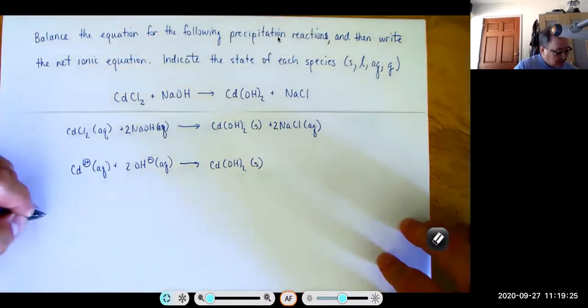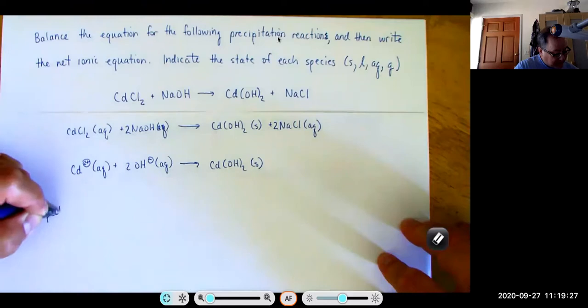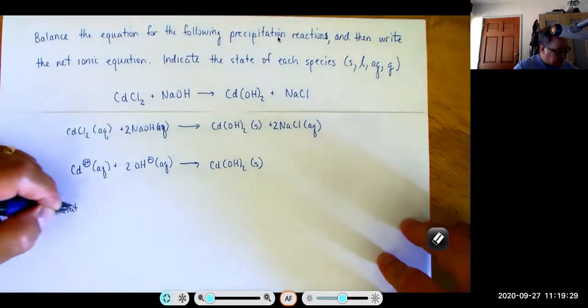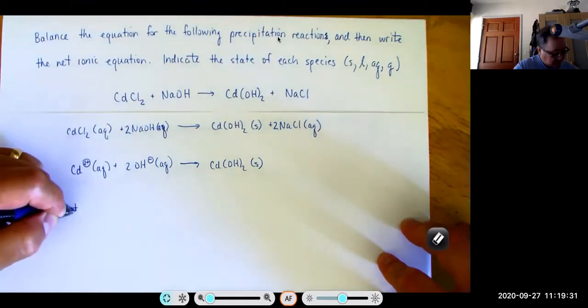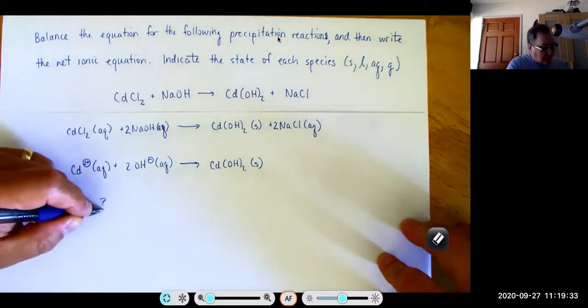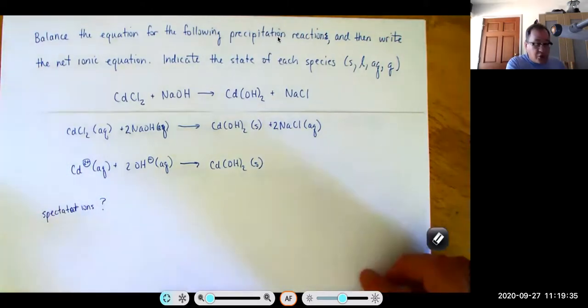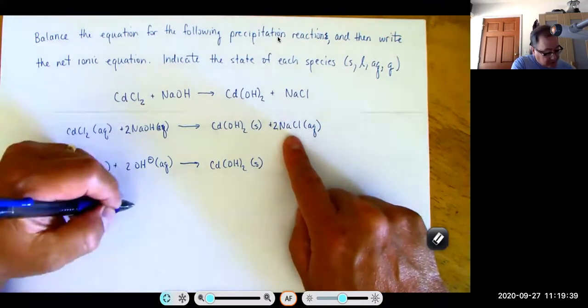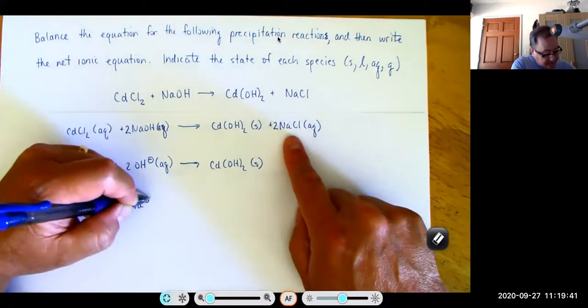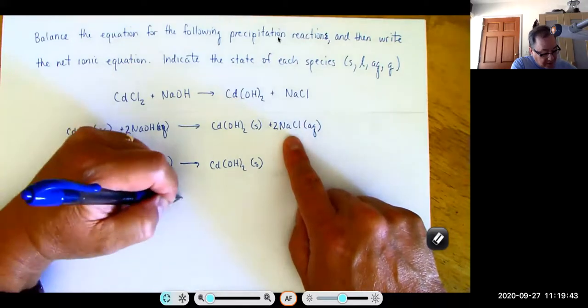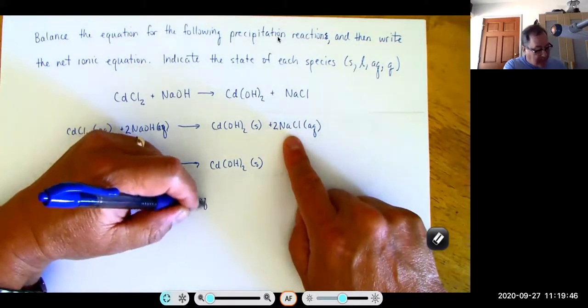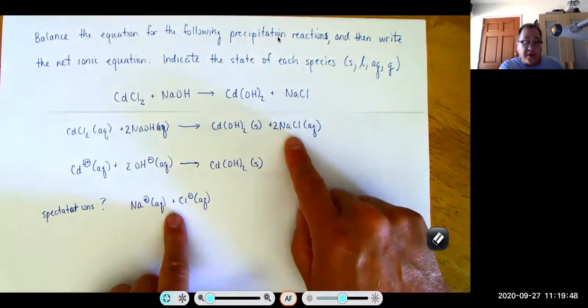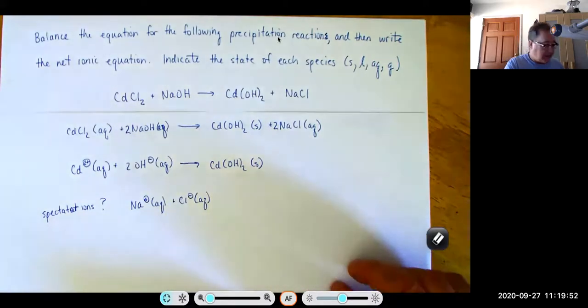Now, this was not asked, but what are the spectator ions? Well, for the spectator ions, you look at the other product. Sodium ions and chloride ions. The ions that form the other aqueous product are the spectator ions. Okay.